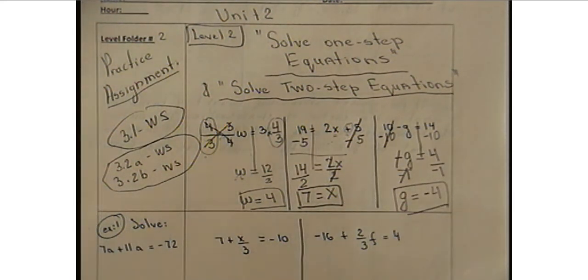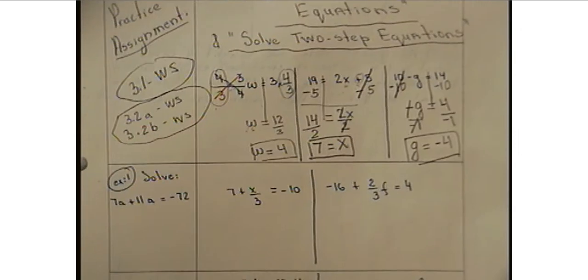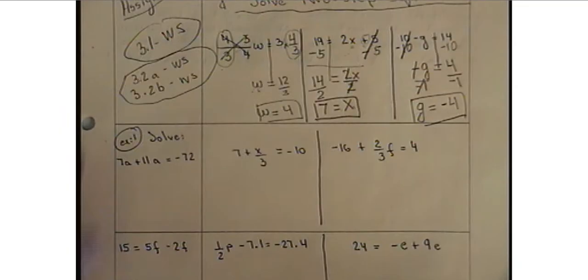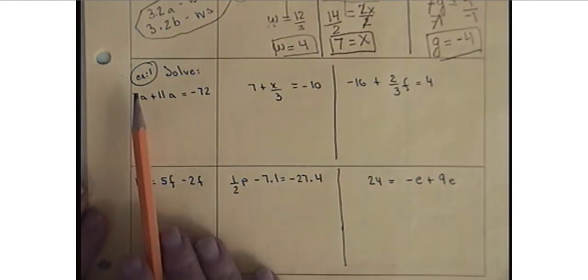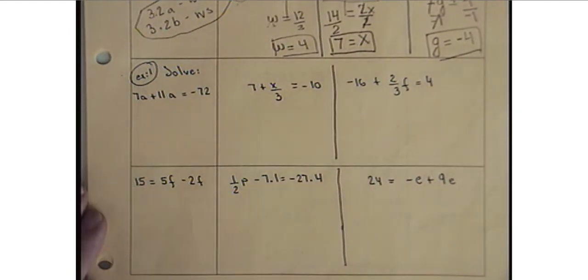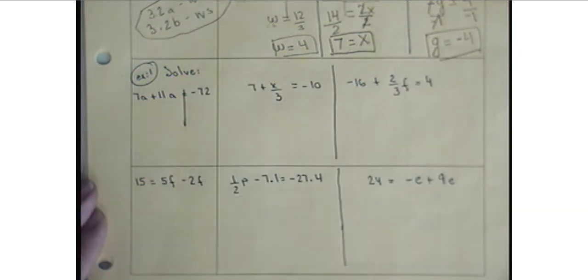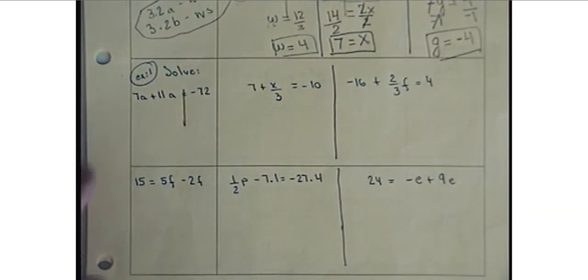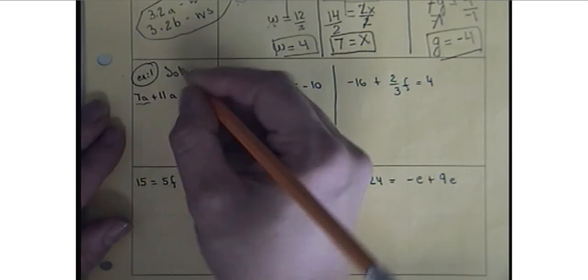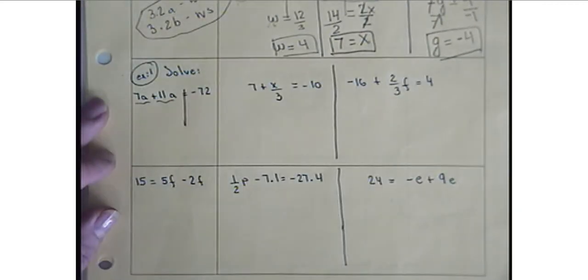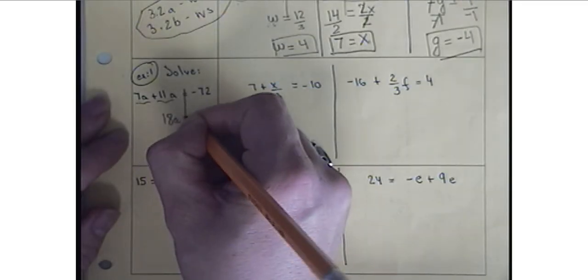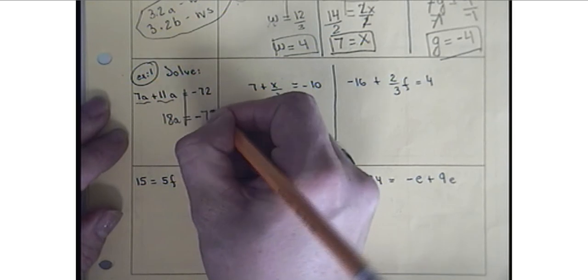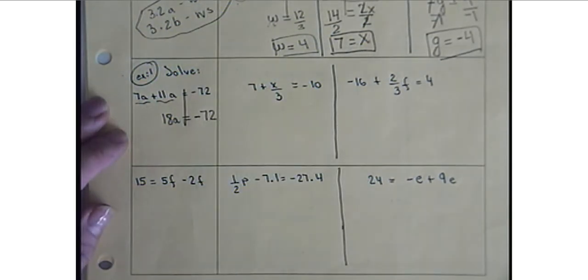Another type of example will be two-step equations. So we have here two steps. Go ahead and write down 7a plus 11a equals -72. In order to solve those two steps, first we want to combine like terms. So 7a plus 11a, both of those are like terms, so we're going to add those and we get 18a equals -72.